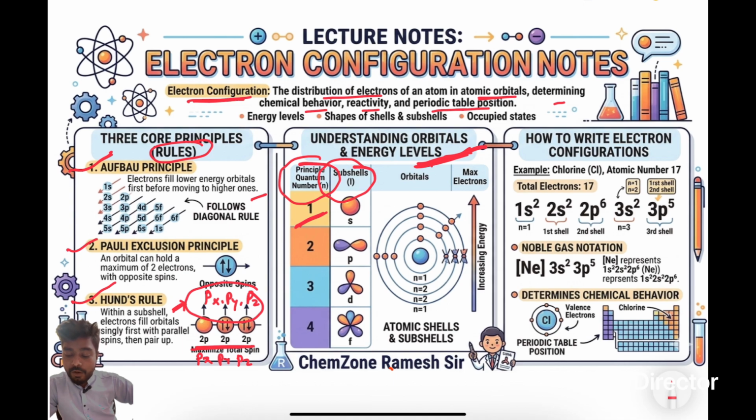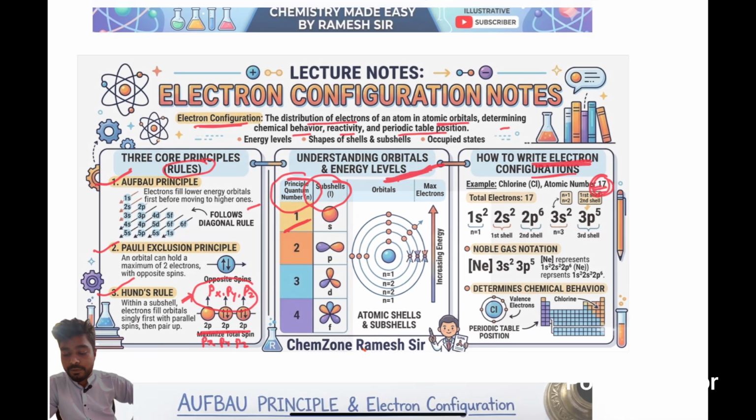And how to write the electronic configuration. Example: chlorine, atomic number 17, and these 17 electrons are distributed in the various orbitals: 1s2, 2s2, 2p6, 3s2 and 3p5. Overall 17 electrons are present. Then I will discuss next, clearly, atomic number and how electrons fill the orbitals. I will tell you that ahead.